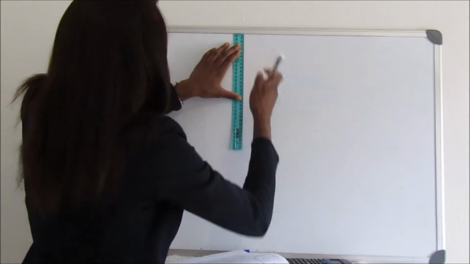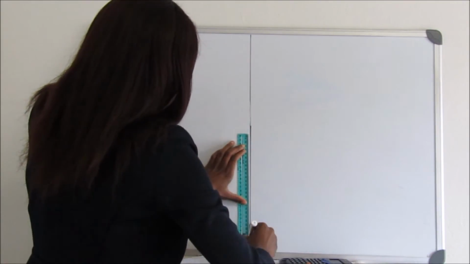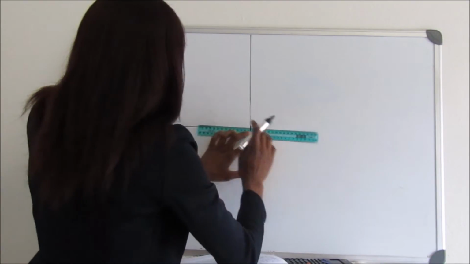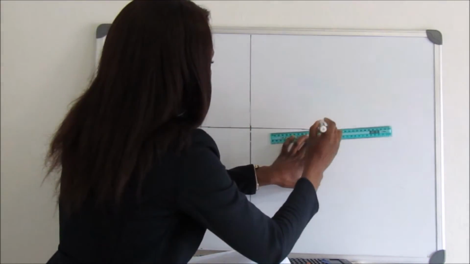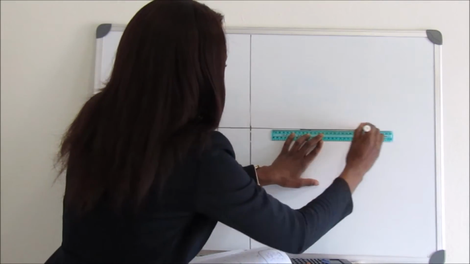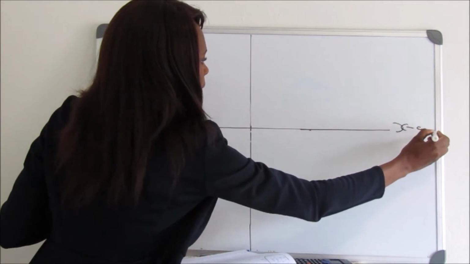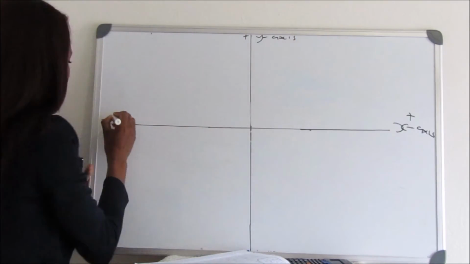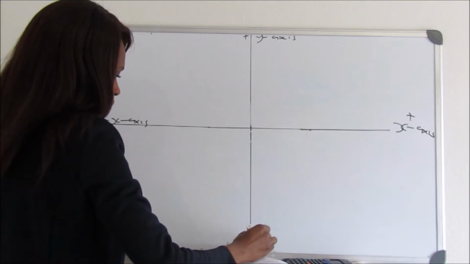Then when we draw a graph, remember that we must always have our x and y axes. So this is our y axis and this is our x axis. You must always remember to name them, to show which is positive and which is negative. This is our positive x-axis, this is our positive y-axis, this is our negative x-axis, and this is our negative y-axis as well.